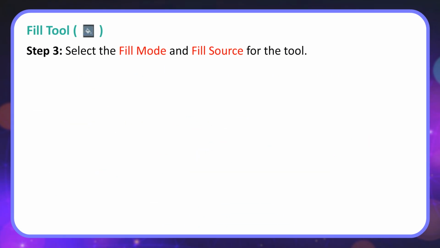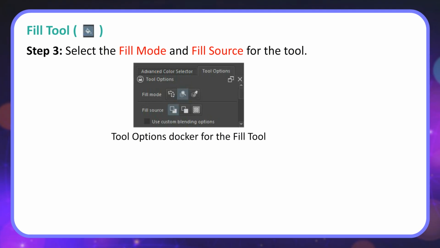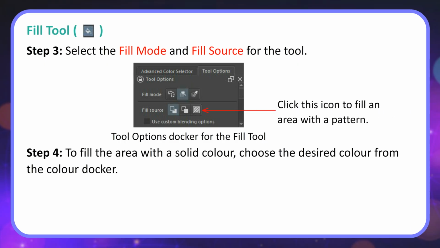Step 3. Select the fill mode and fill source for the tool. Tool Options docker for the Fill tool. Click this icon to fill an area with a pattern. Step 4. To fill the area with a solid color, choose the desired color from the color docker.